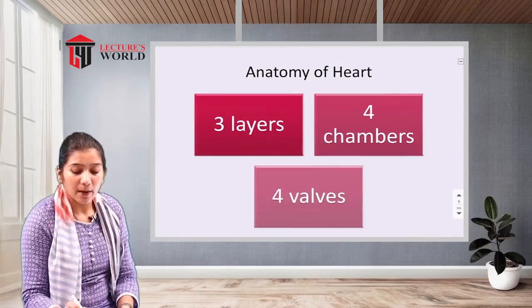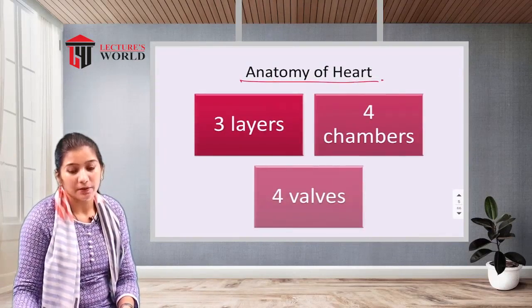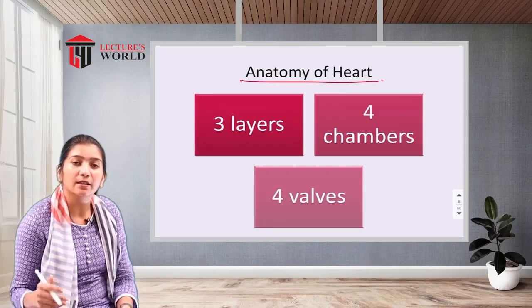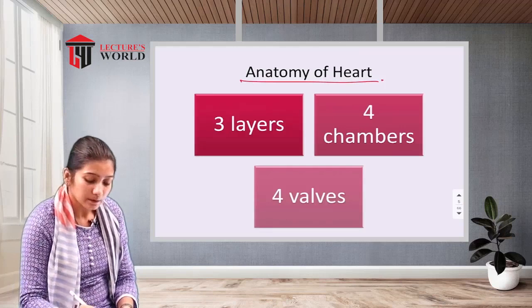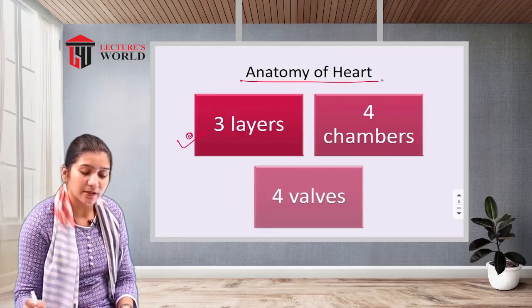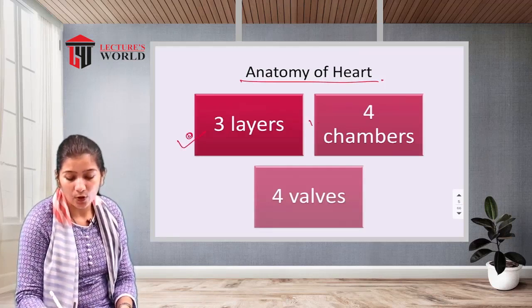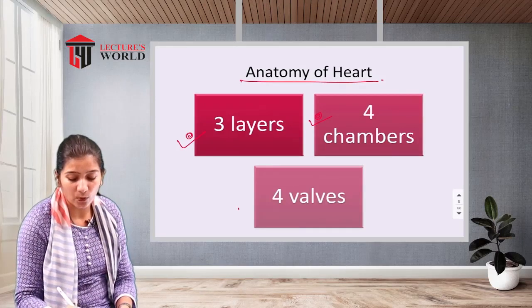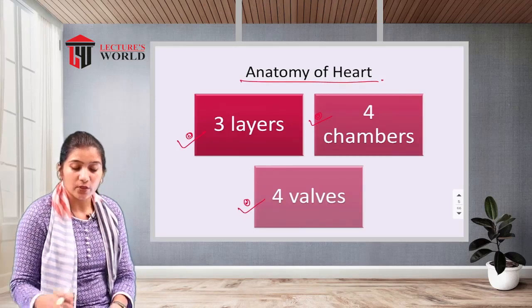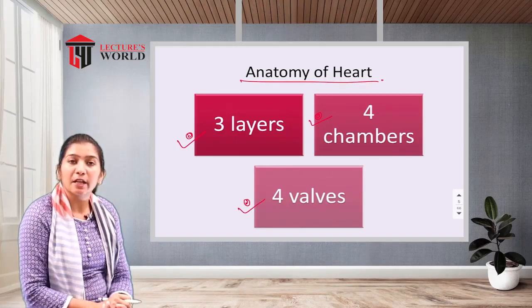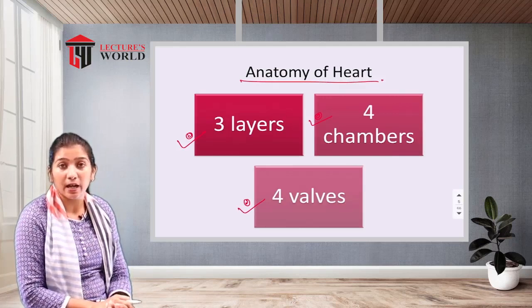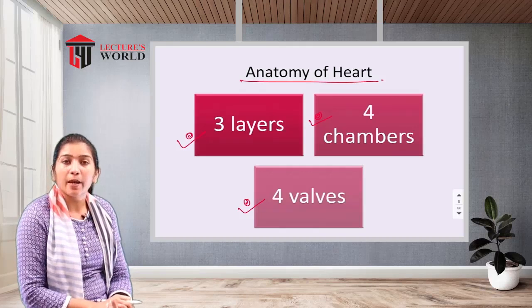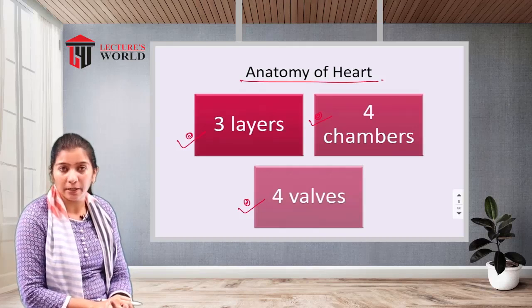Now we will see the anatomy of the heart. As we discussed in the previous slide, we have seen the picture of the heart. There are three layers in the heart, four chambers and four valves. Which are the three layers? The heart is a muscular organ, and there are three layers in the heart: pericardium, endocardium, and the myocardium.